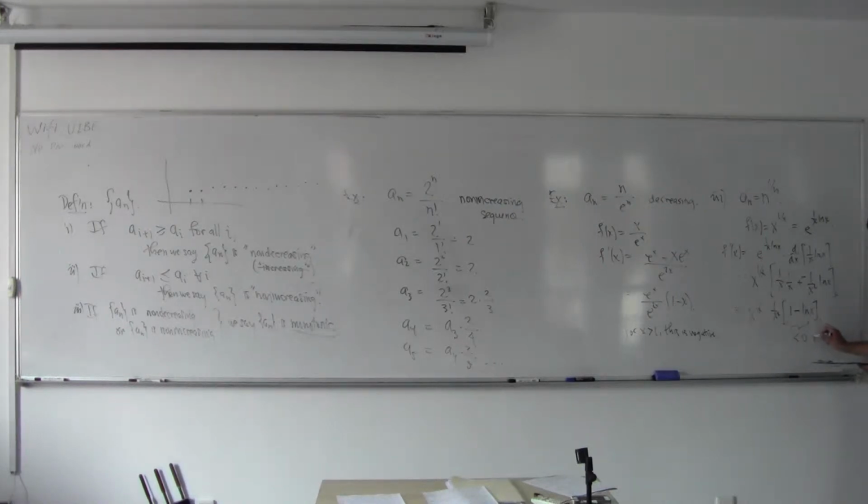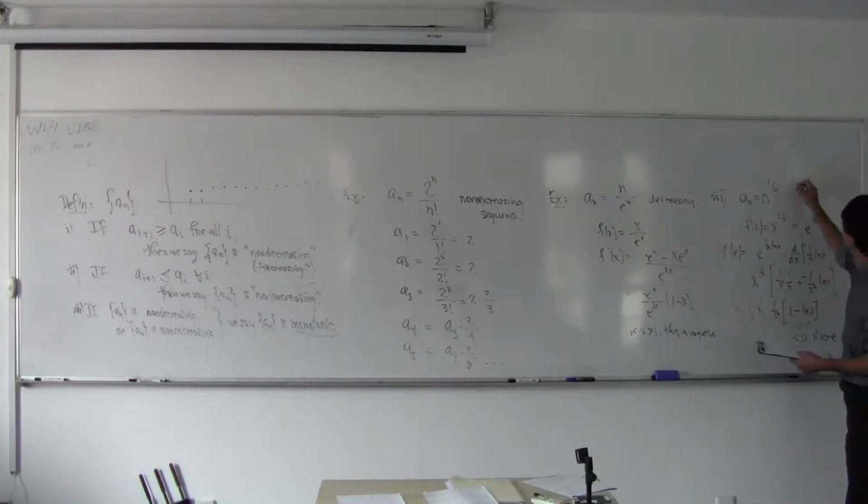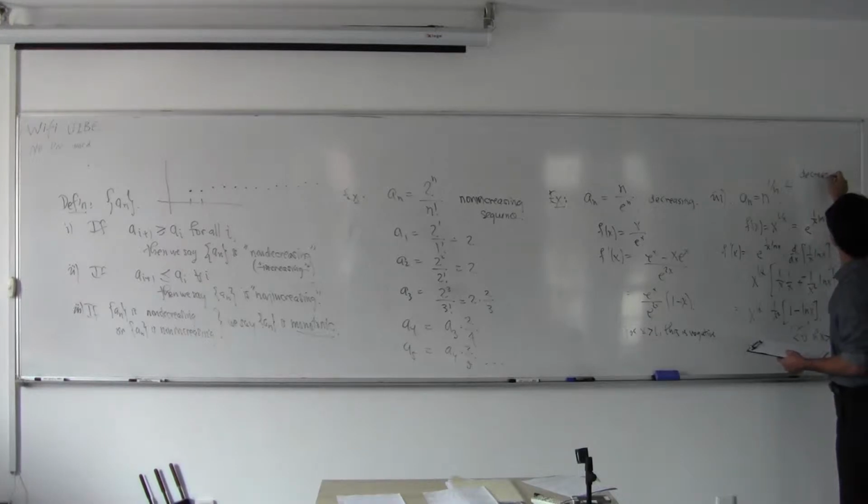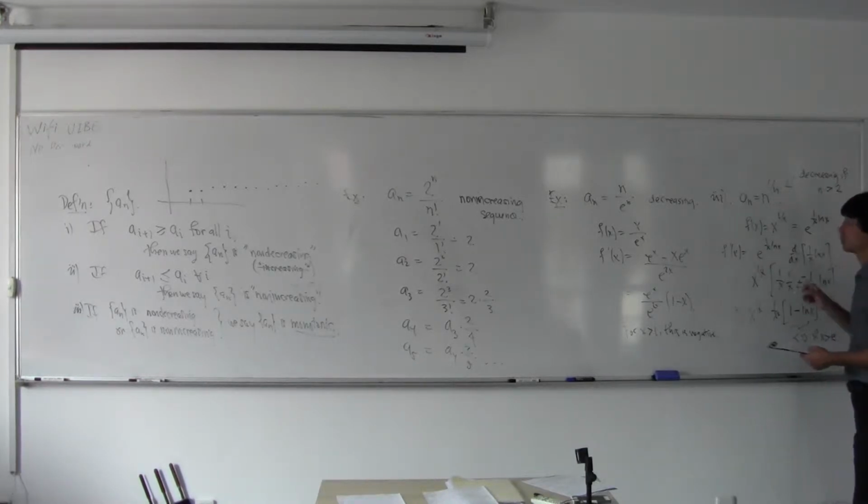The derivative is smaller than zero if x is bigger than e. Okay. So what does that tell you? That this is going to be decreasing if n is bigger than 2. Wait, maybe I should say bigger than 3, just to be safe. So as long as n is bigger than e, the derivative is negative.